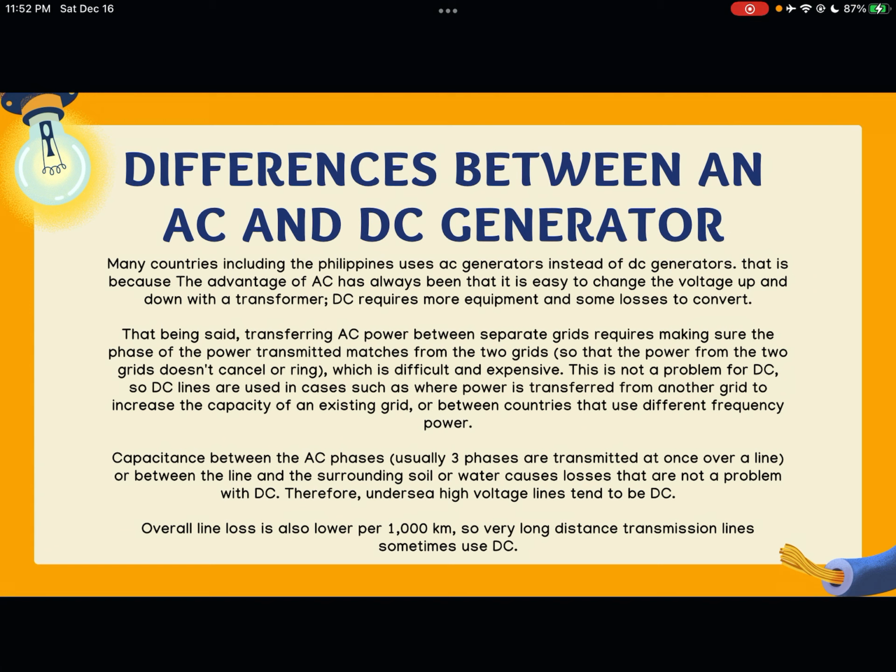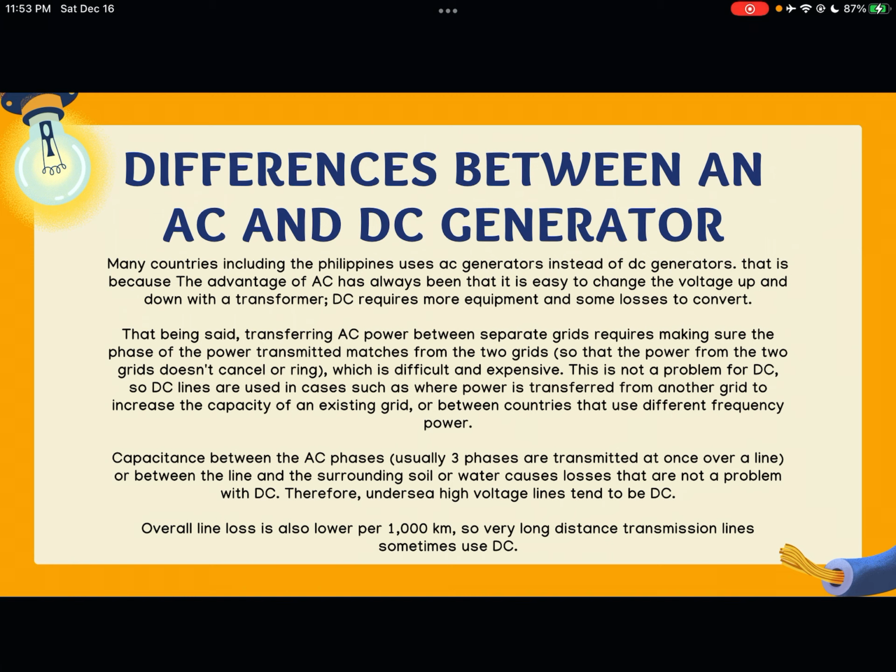But DC, it's not that easy. AC has always been easy to change up and down with a transformer. DC requires more equipment and some losses to convert. DC generators, you want to convert it, it's very hard. You need equipment, manpower, and you lose a lot of electricity doing it. That's why no countries use it.